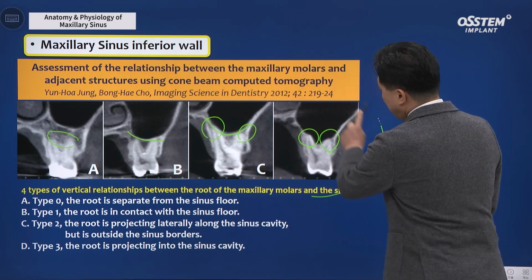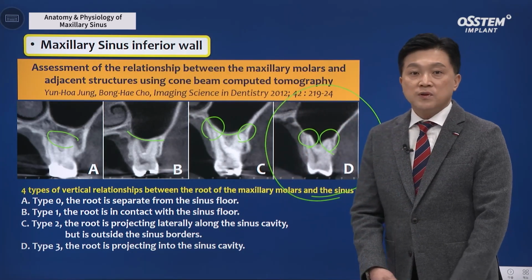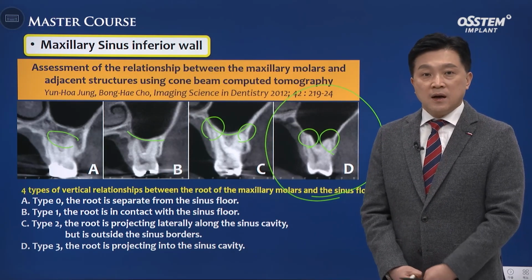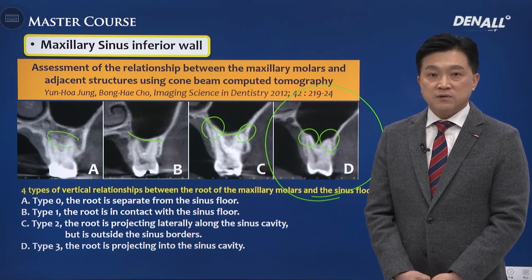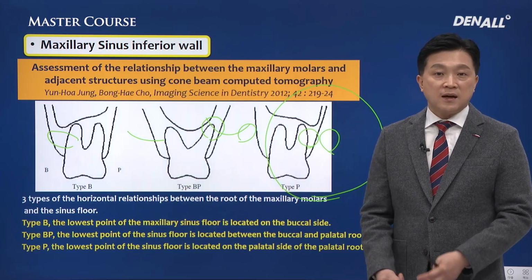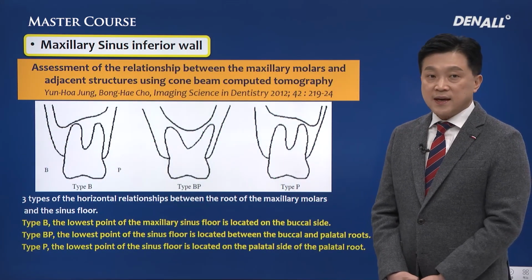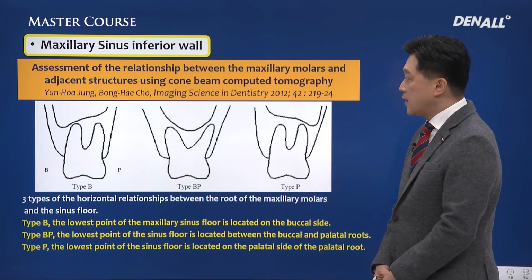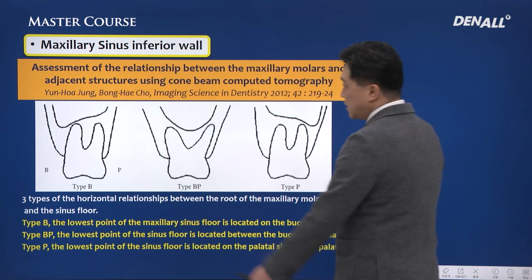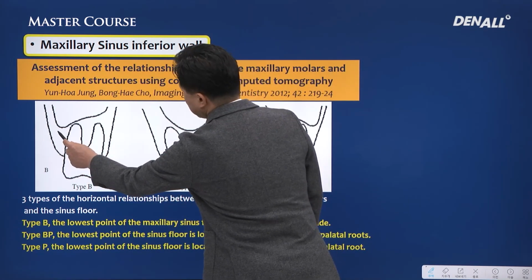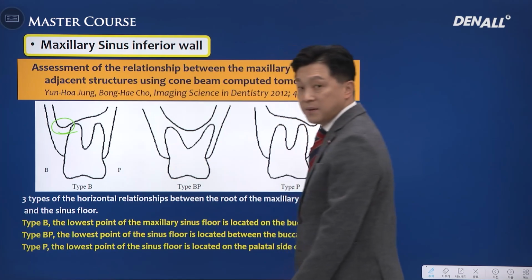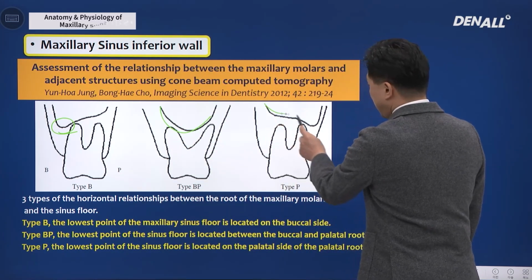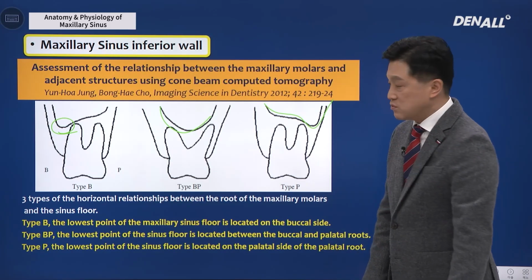As shown here, the root is projected inside the sinus, and even after extraction, we can come across irregular sinus floor. Let's look at the second positional relations. We need to understand where the lowest point of the maxillary sinus floor is. As shown, the lowest point of the maxillary sinus can be located on the buccal side. Here it is in the middle, and here it's on the palatal side.